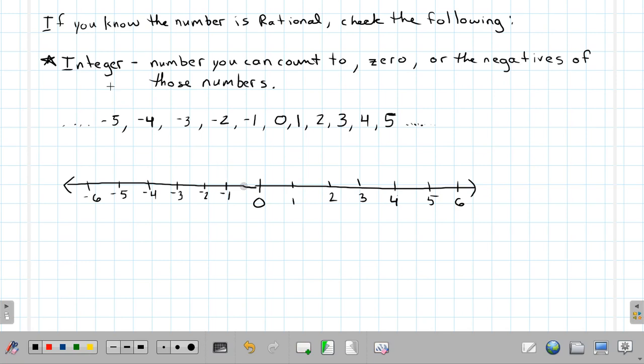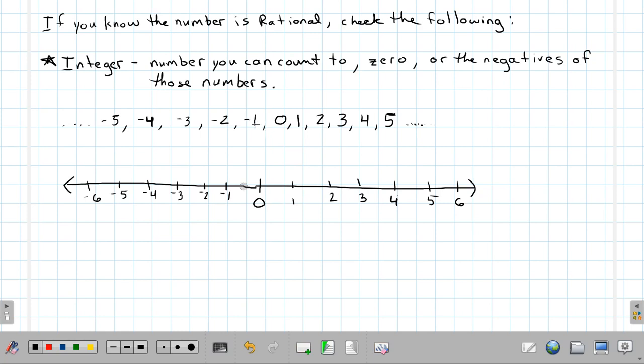So one way to think about integers is they're the numbers that you see on the number line. 0, 1, 2, 3, 4, 5, 6, 7, 8, 9, 10, 11, 12, all the way as far as you can count. And then also the negatives of those numbers. So negative 1, negative 2, negative 3, negative 4, negative 5, negative 6, negative 7, negative 8, negative 9, all the way as far as you can go in the other direction, okay? So that's technically what an integer is, okay?